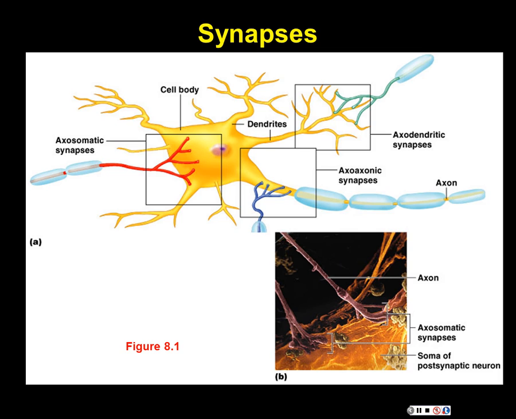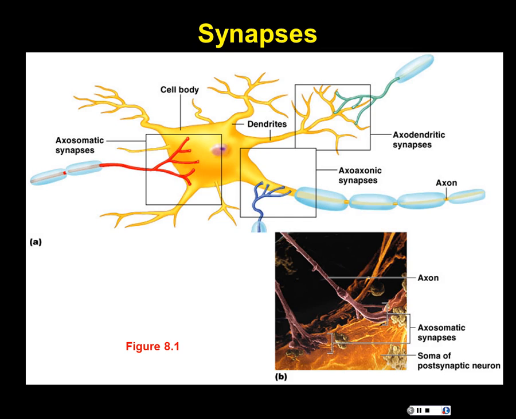Anywhere else? At the hillock. It's called the axoaxonic synapse. What color cell is forming an axoaxonic synapse here in this image? The blue one. So the blue cell is releasing neurotransmitter to the yellow cell. The red cell is releasing neurotransmitter to the yellow cell. The green cell can also release neurotransmitter.